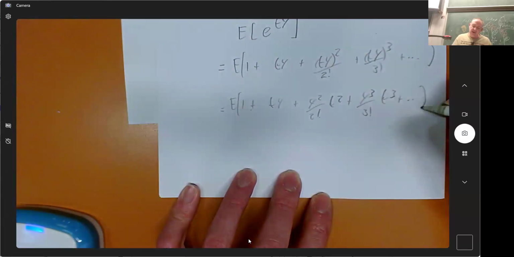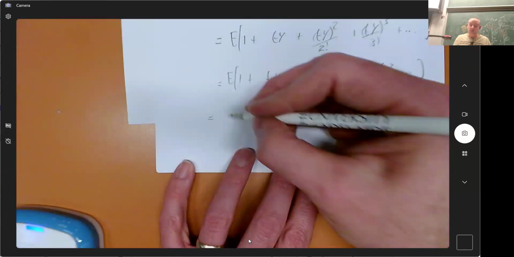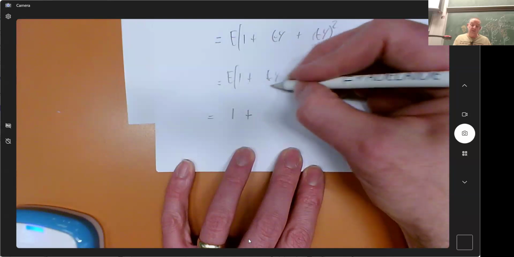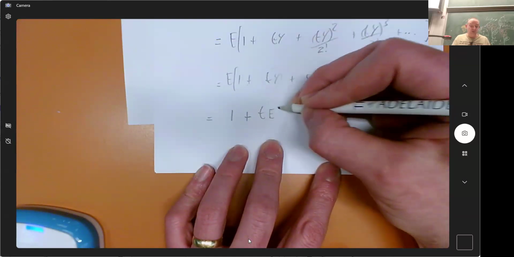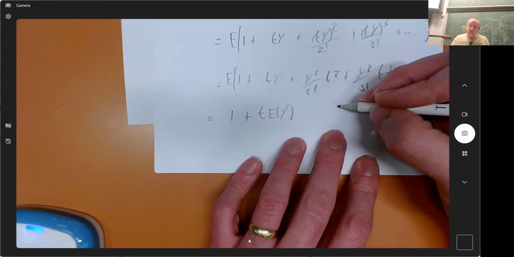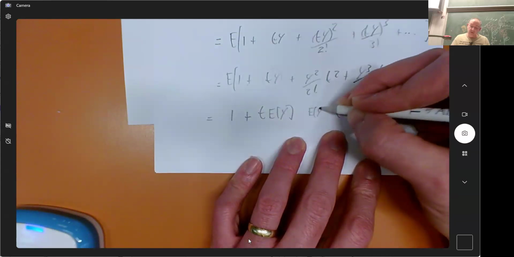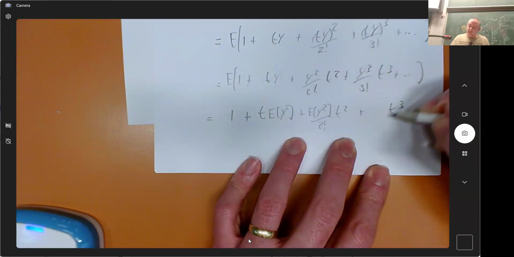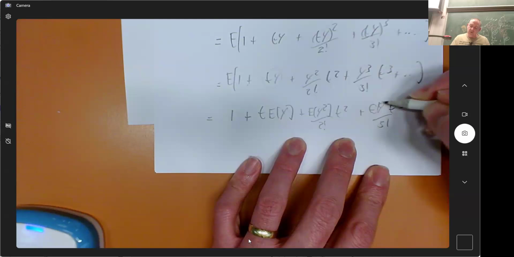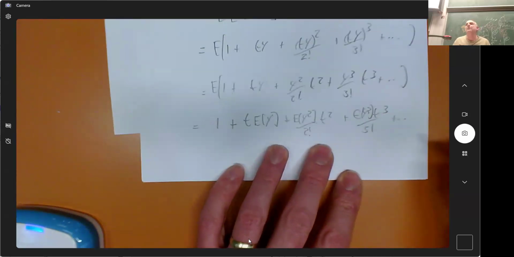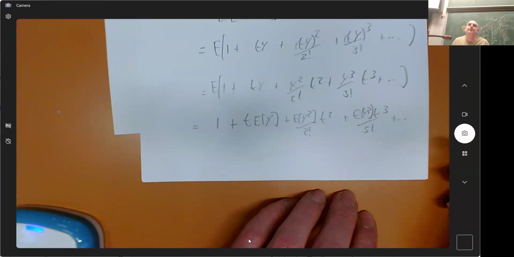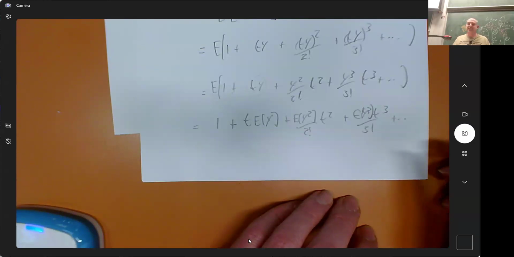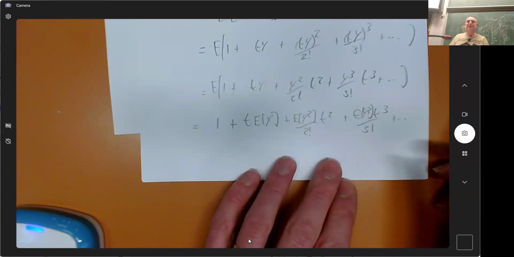And when you do the expected value of things that are all added together, you can just do all the expected values separately. The expected value of 1 is 1. And the expected value of this, the t counts as a constant, so it will come out of the expected value. And the t squared counts as a constant, so it will come out of the expected value. And we'll get a 2 factorial, and we'll get a t cubed and a 3 factorial and an expected value of y cubed. And look, it's the moment generating function. Isn't that cute? So that is why we did it the way we did.